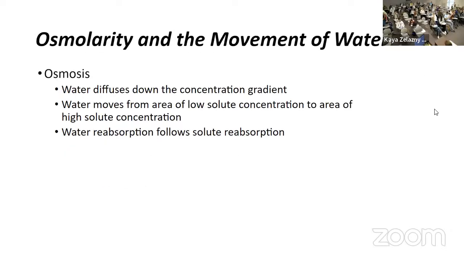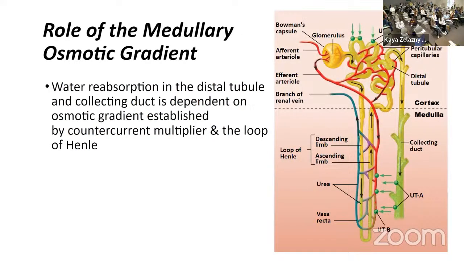So we thought again about osmosis. We know that water diffuses down its own concentration gradient, but usually we're looking at solutes. So we can think about water as being pulled towards solutes, things like ions, towards the area where we have a high solute concentration. In this way, water is often going to follow solutes that get moved across a cell membrane. That's what we're going to see today as we start to talk about the medullary osmotic gradient and how it gets set up.